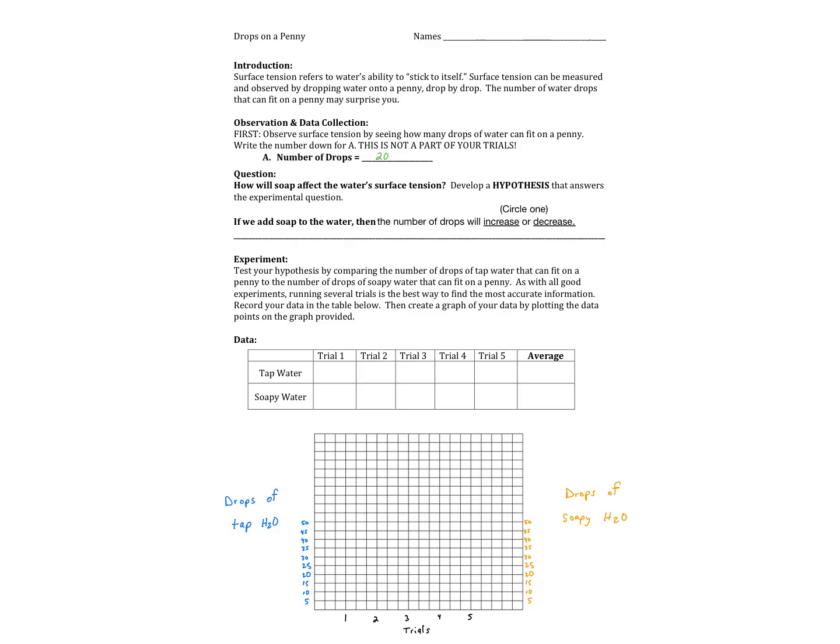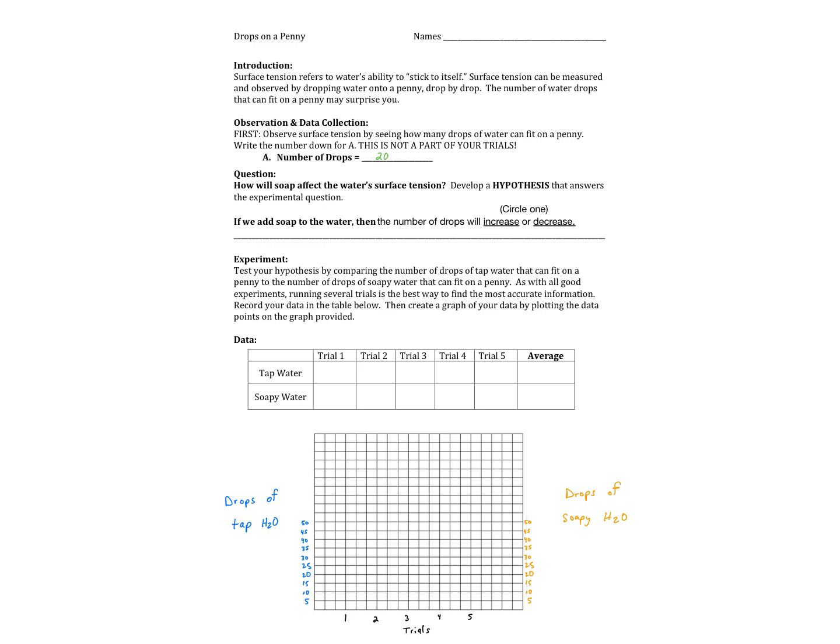Next, the question is, how will soap affect the water surface tension? Develop a hypothesis that answers the experimental question. We've done most of it for you, so all you have to do is circle one of these answers, increase or decrease. So if we add soap to the water, then the number of drops is it going to increase or decrease? You're going to want to do this before you do the experiment. Circle one of these. What do you think is going to happen when we use soapy water?